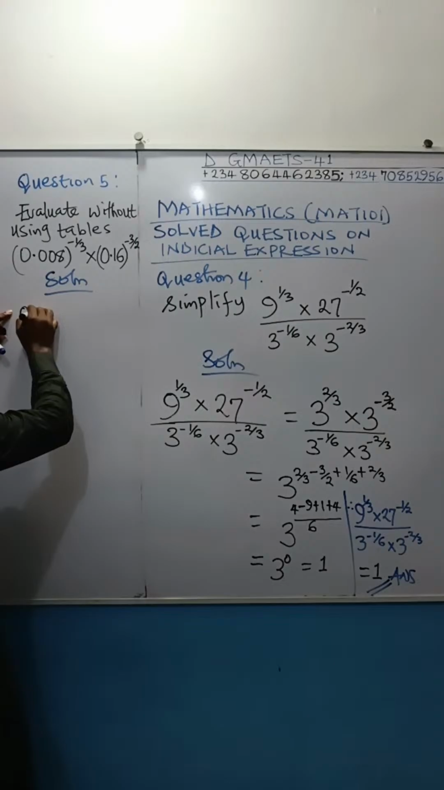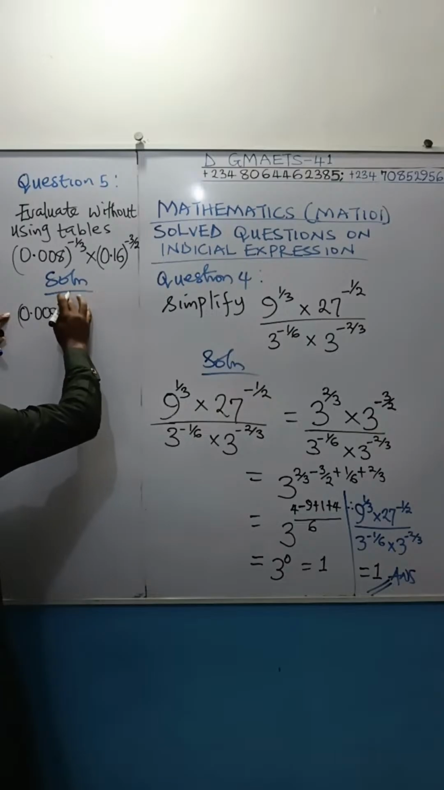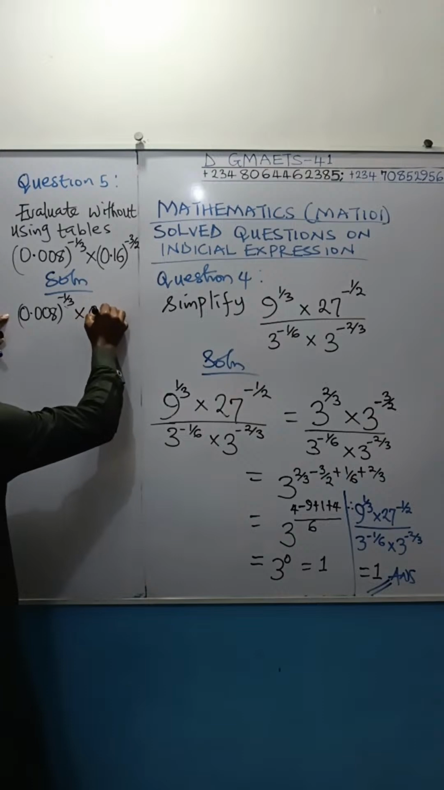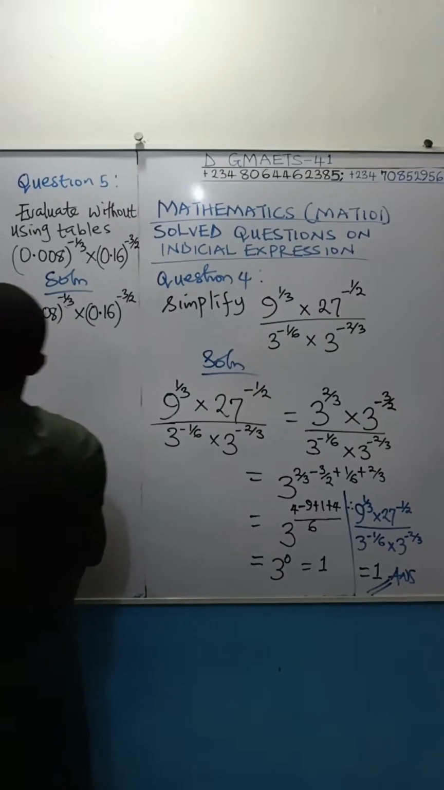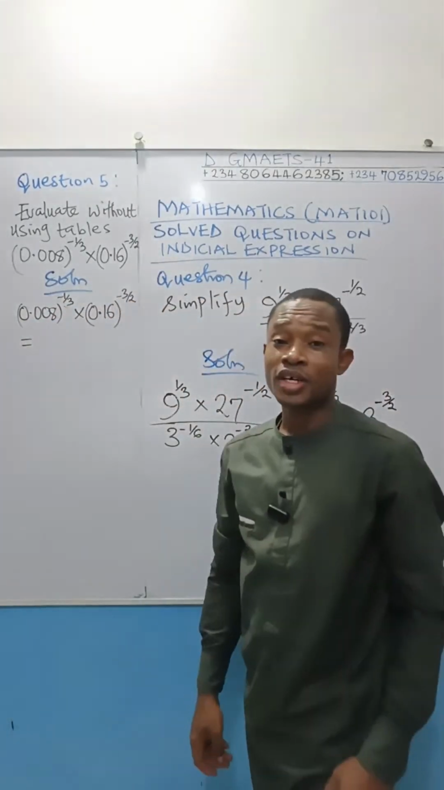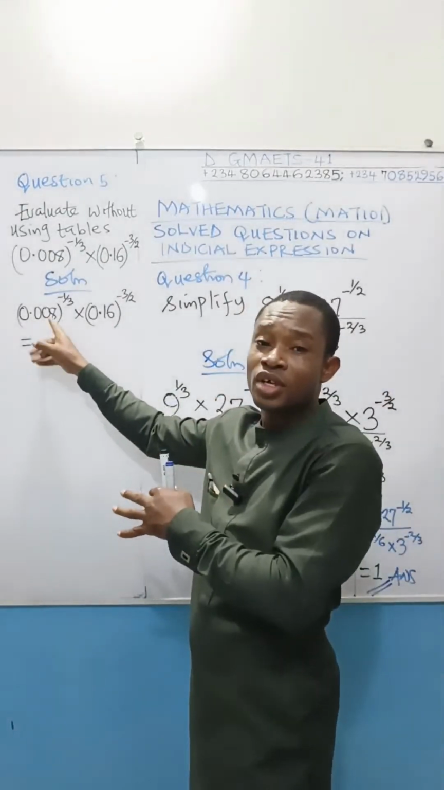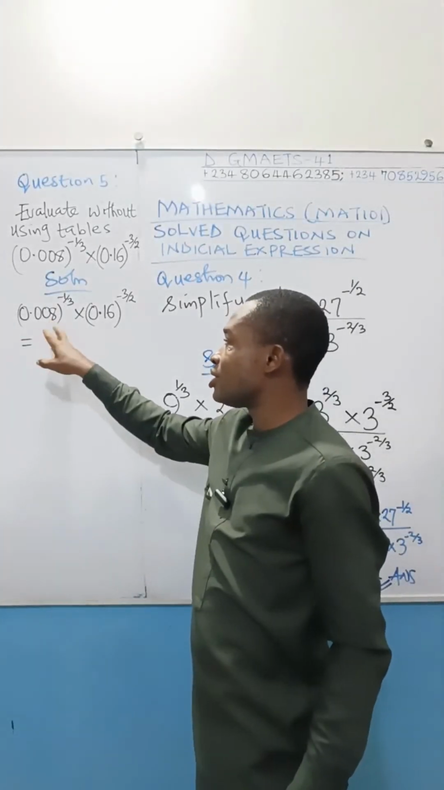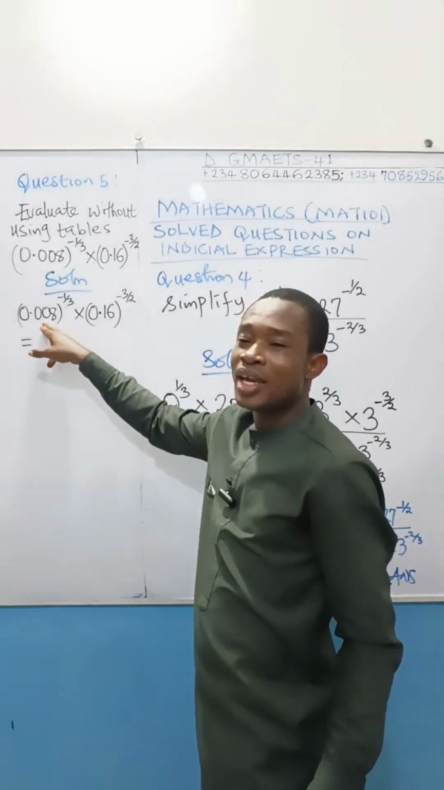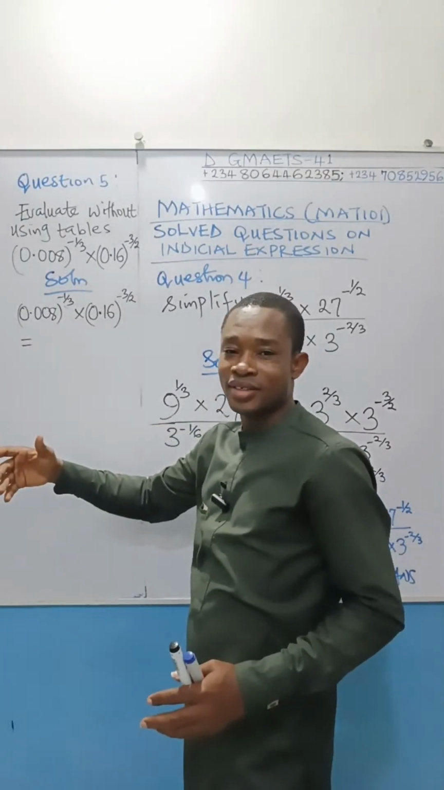We have 0.008 to the power of minus 1 over 3, times 0.16 to the power of minus 3 over 2. So this is equal to, it's a fast one, nothing is there in the question. Anytime you have all these decimal numbers, you have to convert them to whole numbers. Basically, to do this, you need to express this as a number divided by multiples of 10.